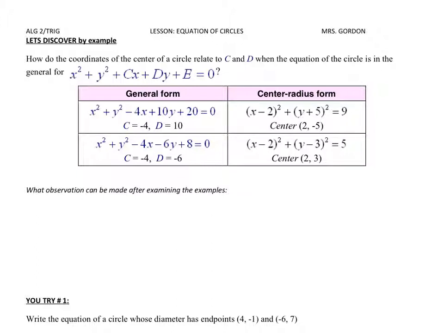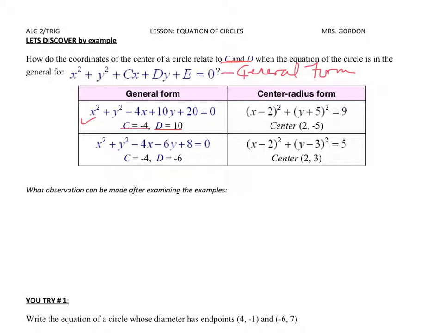Alright, so far the journey is definitely not bad. So let's make a discovery by example. How do the coordinates of the center of a circle relate to C and D in the general form? So this is our general form when the equation of a circle is in general form. If we look at this example right here, we notice that C is -4 and D is 10 based on its position.